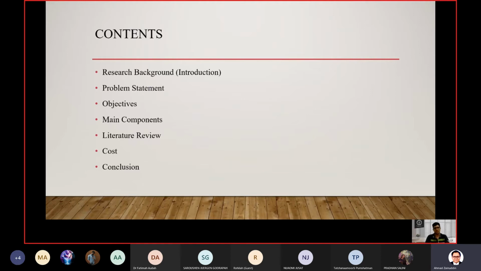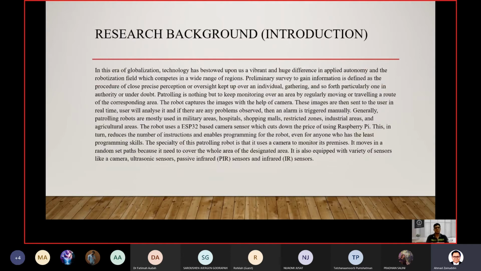Okay, so the contents would cover a few points: the research background, which is the introduction, the problem statement, the objectives of the study, the main components, the literature review, the cost of the project, as well as the conclusion. Okay, so in this era of globalization, technology has bestowed upon us a vibrant and huge difference in applied autonomy and the robotization field, which competes in a wide range of regions.